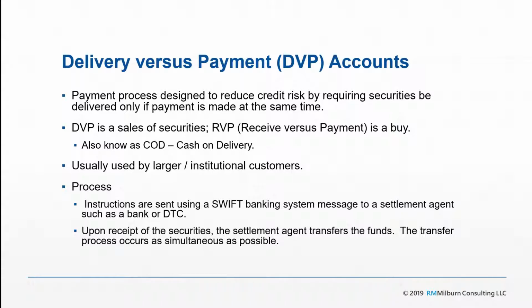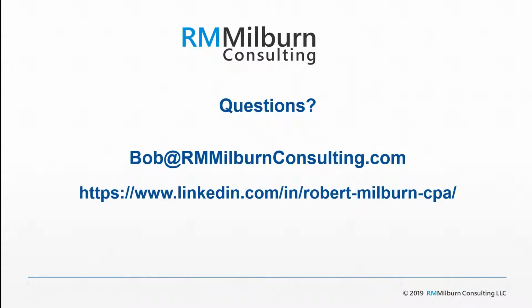What's going to happen here is that instead of receiving the funds at your firm's broker-dealer, you're probably going to be using a custodian or a bank, and the cash and securities are going to be sent to the bank or the custodian directly. The way this works is that a SWIFT banking system message is sent to the settlement agent, such as the bank or the Depository Trust Company. Then upon receipt of the securities, the settlement agent will transfer the funds, and usually this transaction will occur as simultaneously as possible. Okay, so that's it for our discussion of lines 4 and 5 for the reserve calculation.